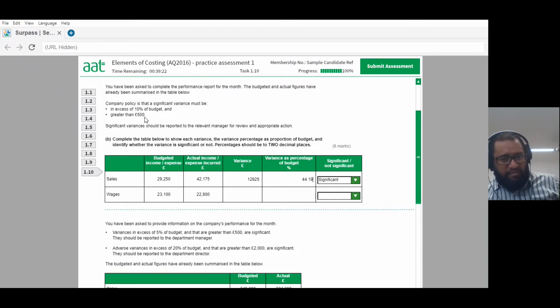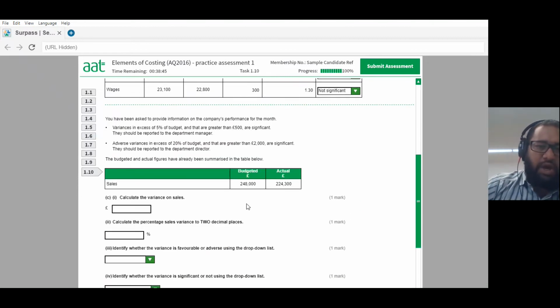Why? Because it's more than £500 and it's also more than 10% of the budget. But let's look at the next one. The variance in this scenario is only £300, because that minus that is 300. The percentage is 300 divide by the budget 23,100, multiply by 100. It's going to be 1.30, and it doesn't meet either one of those categories, not both even. So it's definitely non-significant.